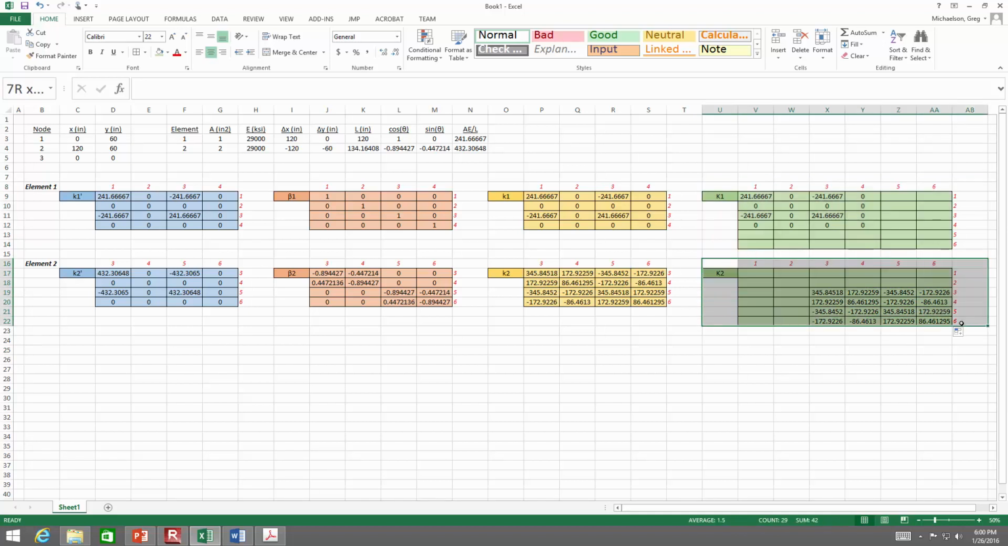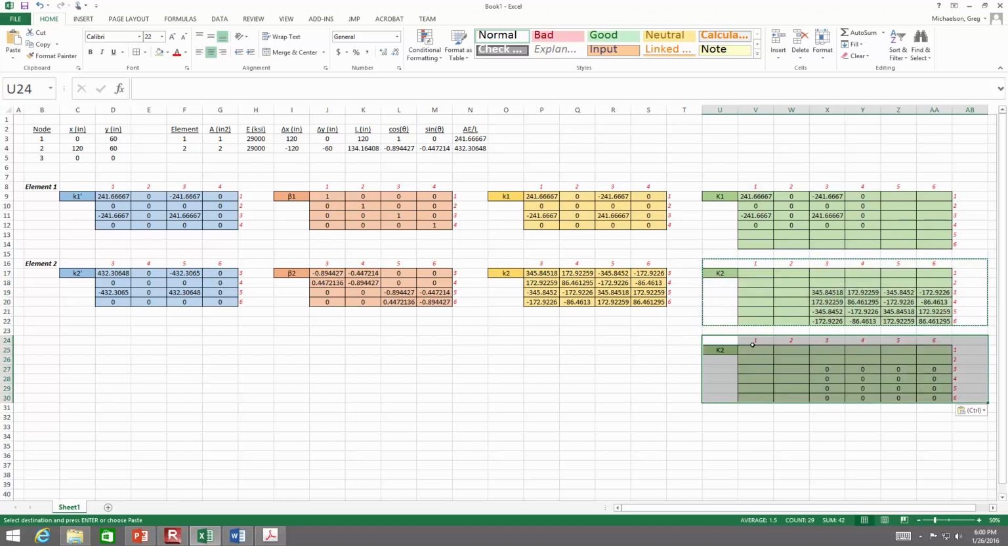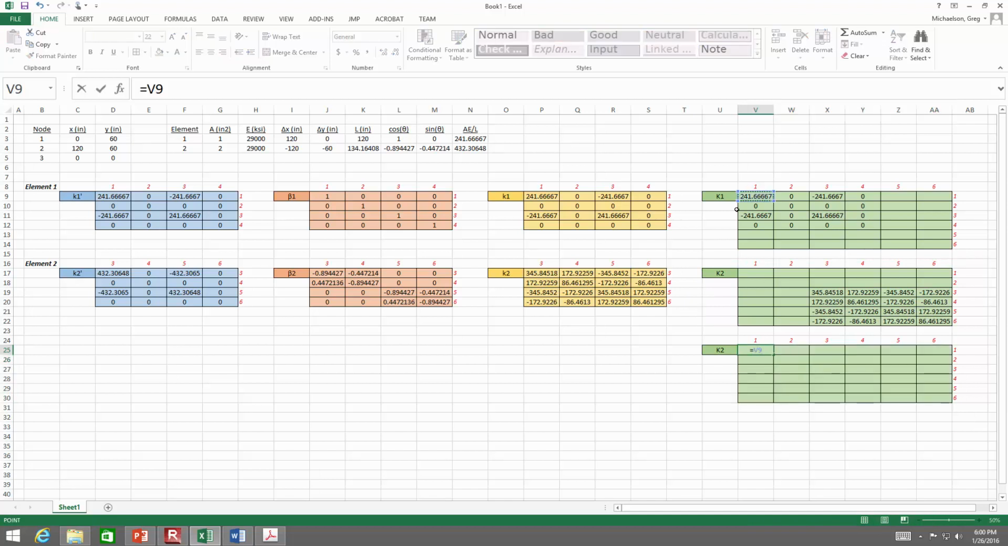This is for element number 2. If I want it for the whole thing, maybe just put that there. I just say equals that plus that. And take that cell, fill the whole thing. So that's the K matrix for the whole system.